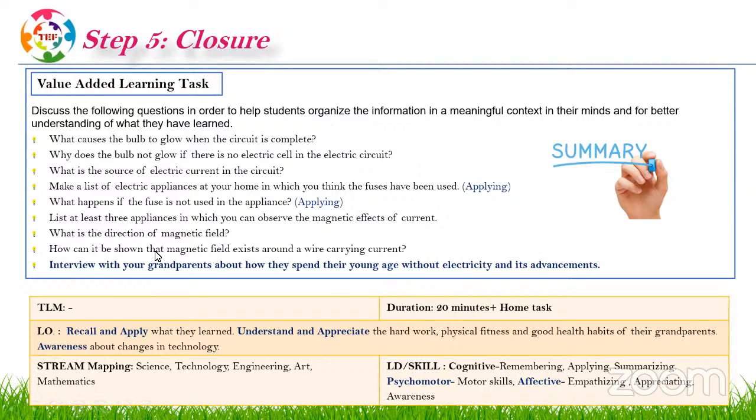We can plan some activities. For example, here I planned one value added activity, that is the student may interview their grandparents about how they spent their young age without electricity, interview the grandparents and report it, like that I planned an activity. It gives an opportunity for the kids to talk with their grandparents. So here under the affective domain we are planning one activity to develop the affective skill of the students.